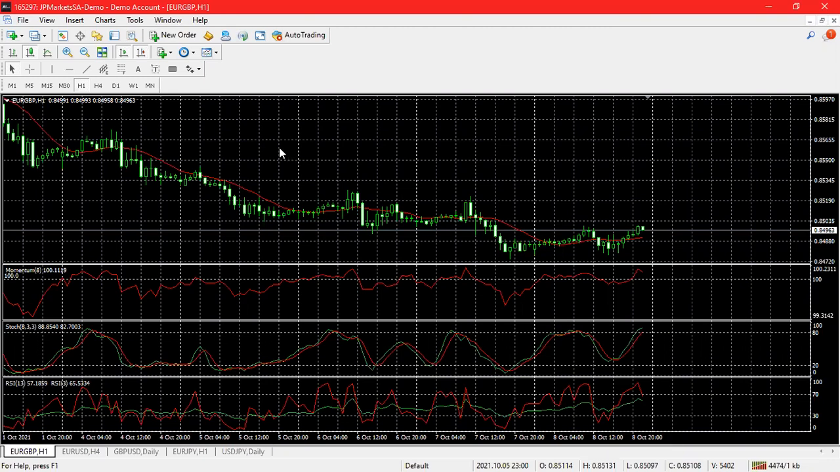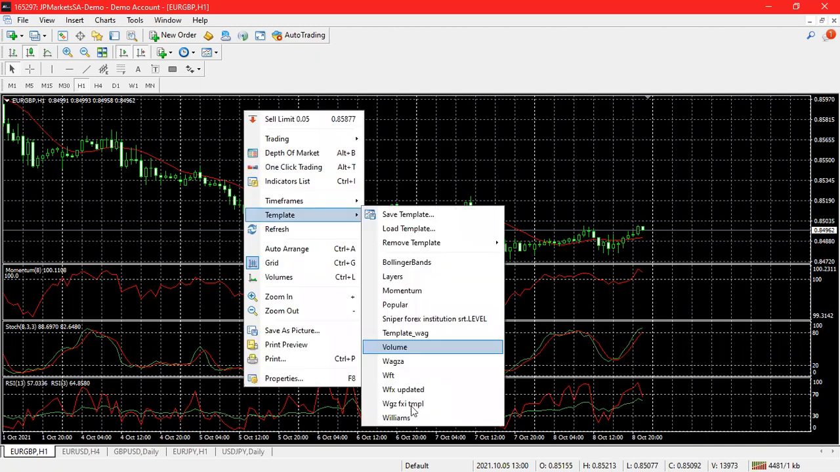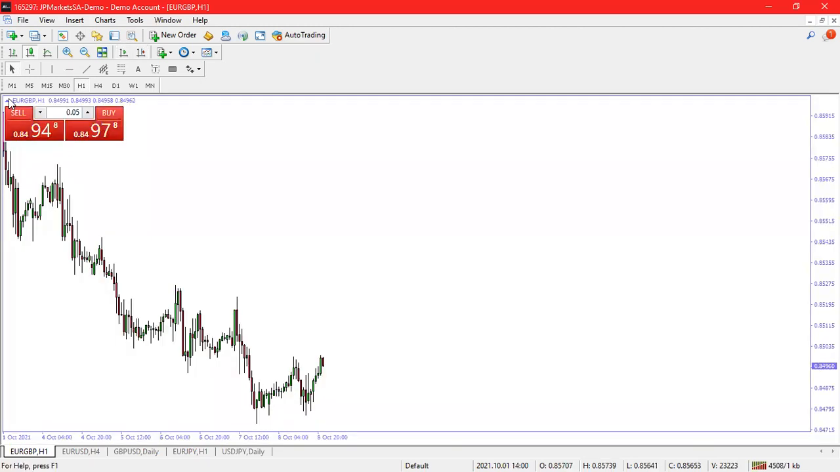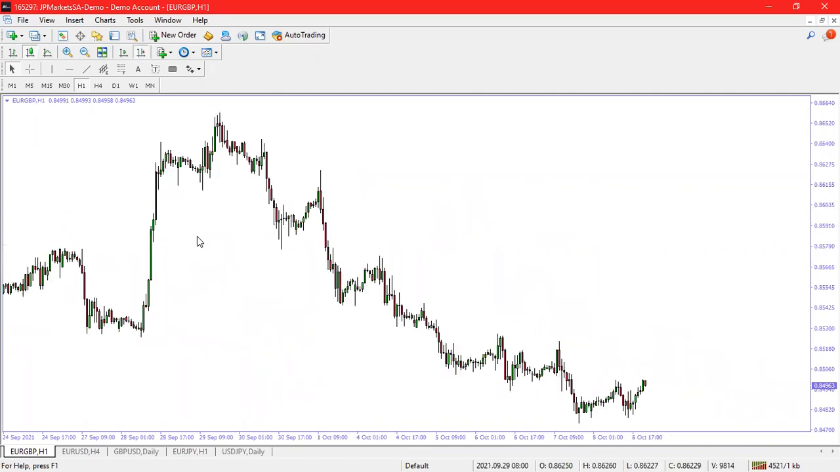This is EUR/GBP, an hourly chart. Remember, we don't use indicators, and we have to clean our chart before starting to play the game. So now I'm going to clean everything here. I already created a template. So if you can check, here's our clean chart. This is how we work. This is how we become a professional trader. Don't use any indicator and use a clean chart.